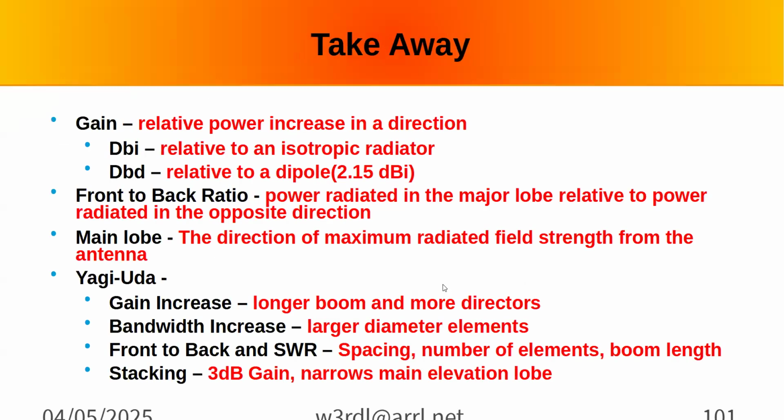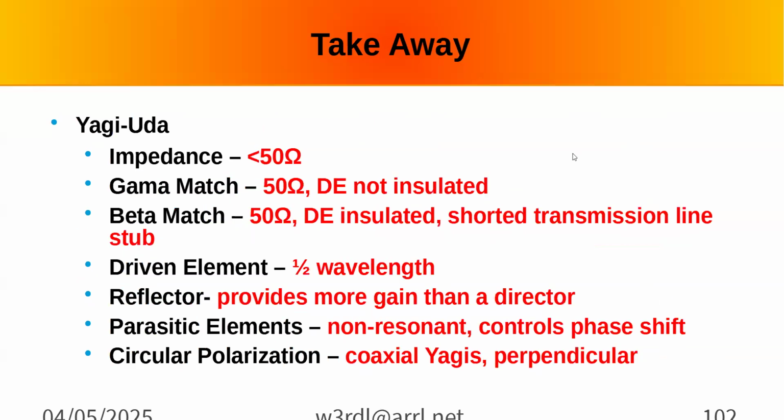It goes to the same ground that the feed lines and the tower and all that kind of stuff go to. Okay, so we talked about gain, dBi versus dBd, the front to back ratio, what the main lobe is, Yagis, how the different element spacing and length affect things. Stacking them gives you another 3 dB. I guess if you put 4 up, you get another 3 dB, right?